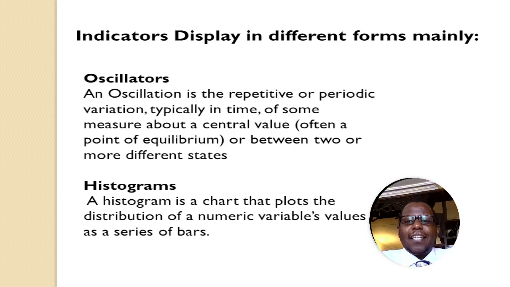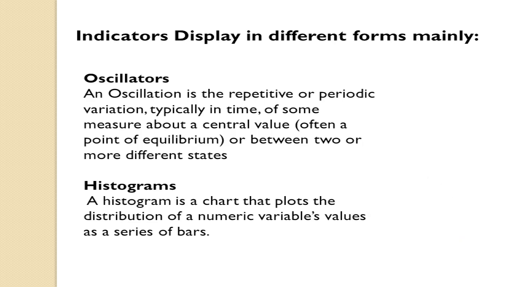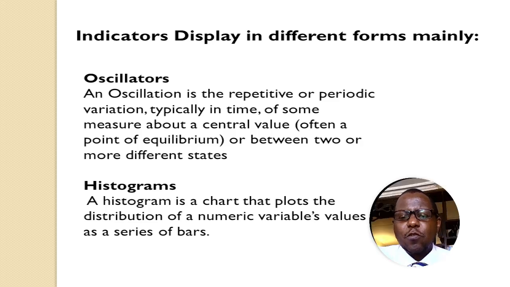Then they can also display as a histogram. A histogram is a chart that plots the distribution of numeric variables or values as a series of bars. So it comes out as small bars. Some are smaller bars, some are longer bars. We should have had a diagram of a histogram here, but I guess as we move on, we will see a histogram somewhere. So they can be oscillations, lines with curves, or they can also be a histogram, as a bar.